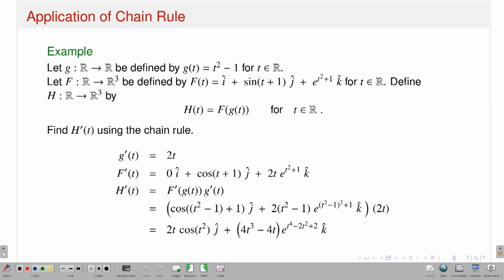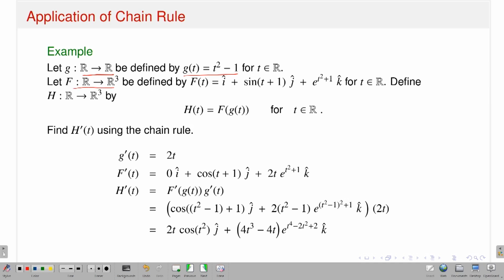Once I have this kind of theorem, you can see in the next example. If I know the derivatives of two functions, and if I know that the composition makes sense, then using this theorem I can talk about the derivative of the composition function. This is the application of the chain rule. Okay, very simple example. Take a function g from R to R, where g of t is equal to t square minus 1. It is a very nice function. You know this function is differentiable.